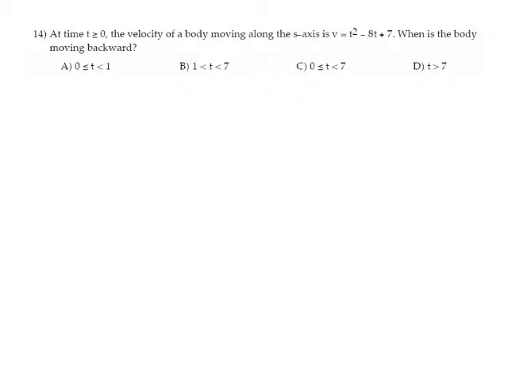Fourteenth problem, we're given that at time t more than or equal to 0, the velocity of a body moving along the s-axis is given by v equals t squared minus 8t plus 7. And the question is, when is the body moving backwards? It's going backwards when velocity is negative.